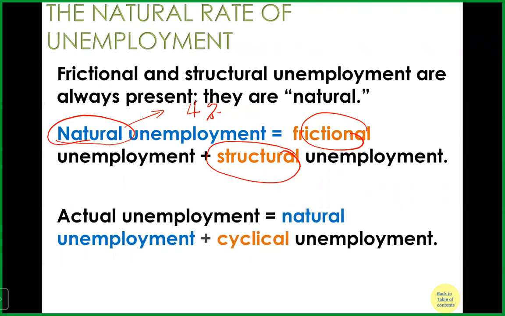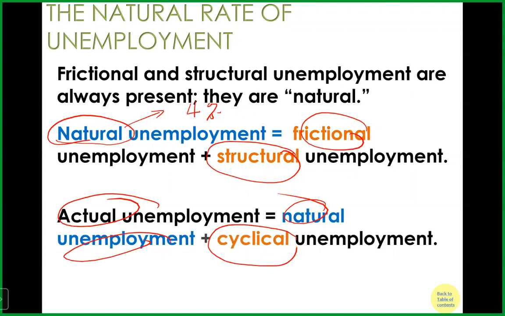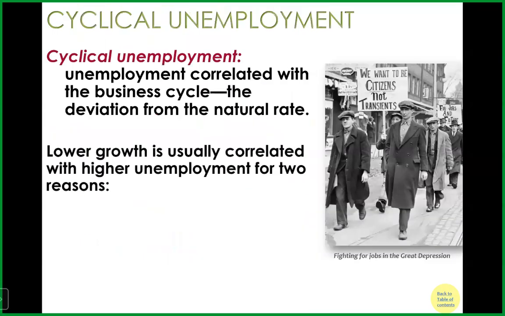Okay, so there's a difference between actual unemployment and natural unemployment. The rest we will classify as cyclical. But what is cyclical? Cyclical essentially is unemployment correlated with the business cycle, or in other words, caused by the ups and downs of our aggregate economy.